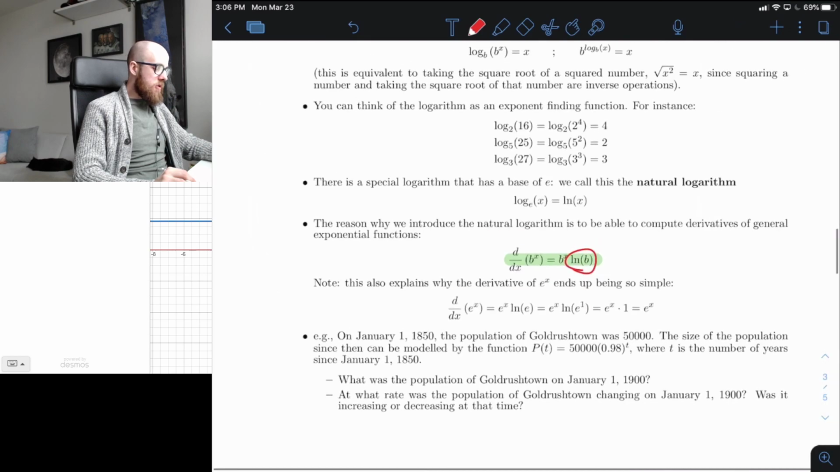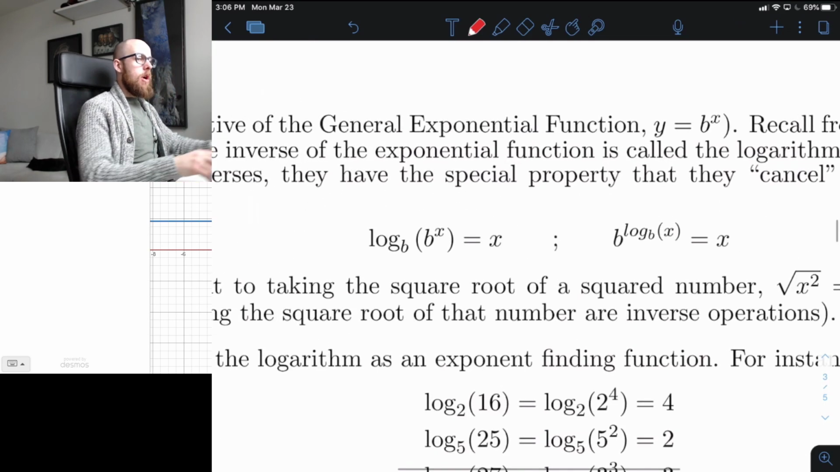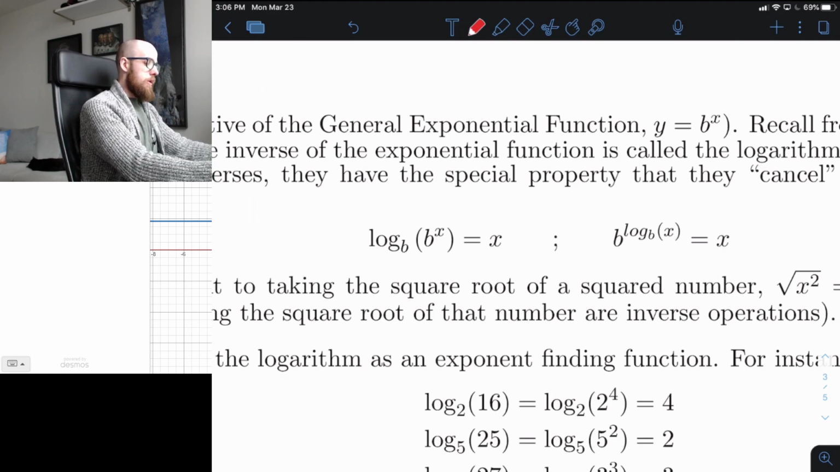So now let's quickly summarize what we know about logarithms. The main takeaway for logarithms is that the exponential function and the logarithmic function are inverses of each other, meaning they just cancel each other out.